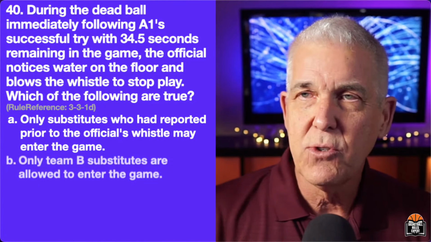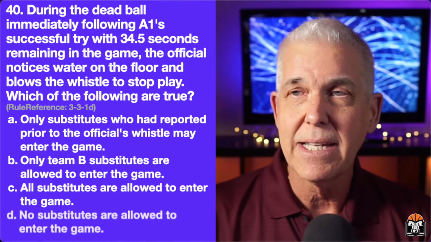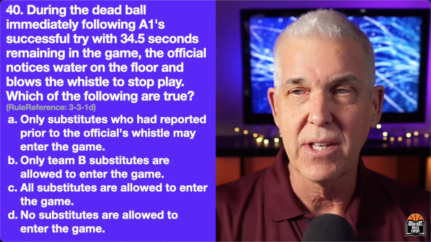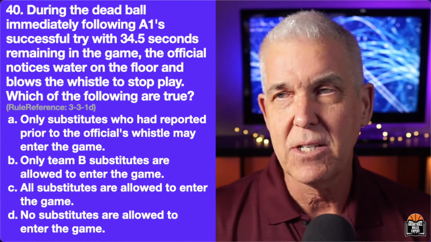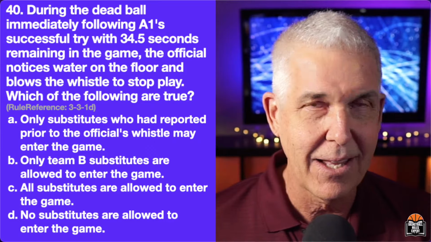A, only substitutes who had reported prior to the official's whistle may enter the game. B, only Team B substitutes are allowed to enter the game. C, all substitutes are allowed to enter the game. Or D, no substitutes are allowed to enter in the game.